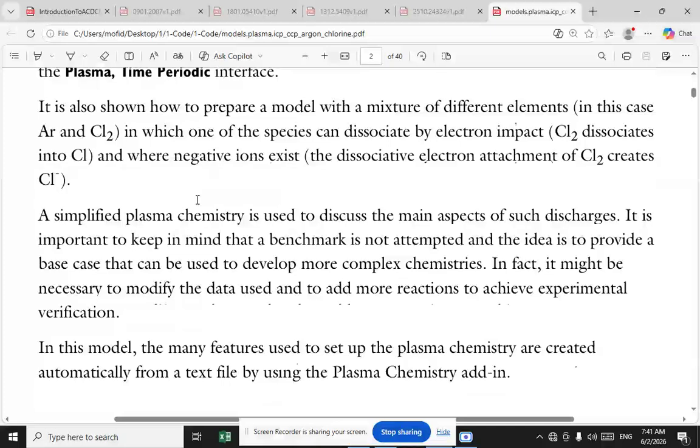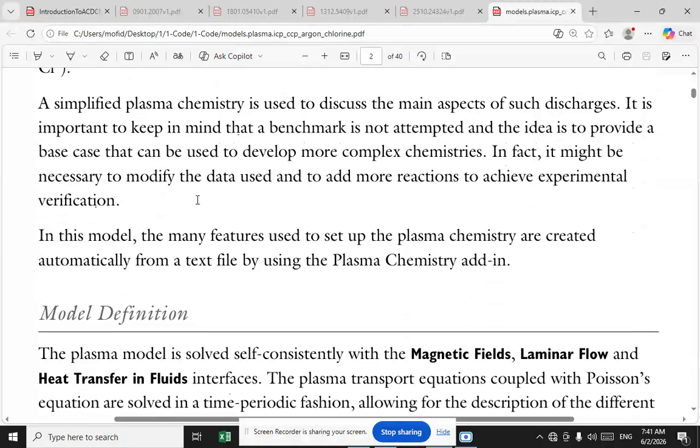It is also shown how to prepare a model with a mixture of different elements, in this case argon and chlorine, in which one of the species can dissociate by electron impact. Chlorine dissociates into atomic chlorine, and where negative ions exist, the dissociative electron attachment of chlorine creates negative chlorine. A simplified plasma chemistry is used to discuss the main aspects of such a discharge.